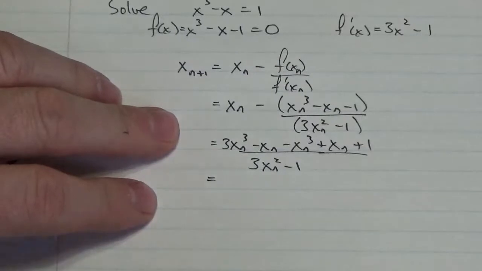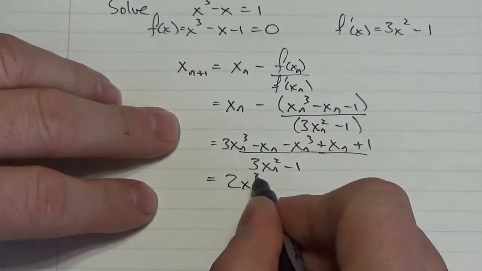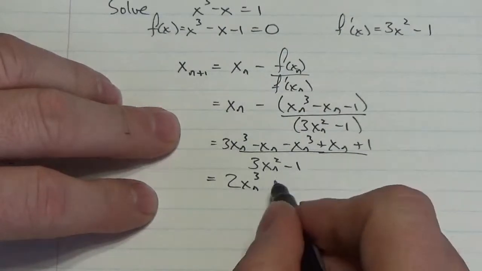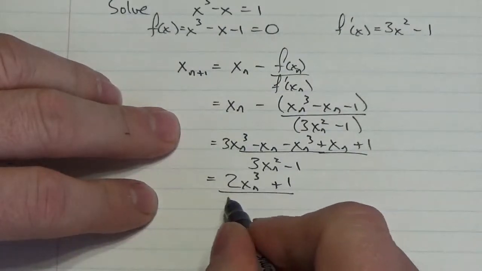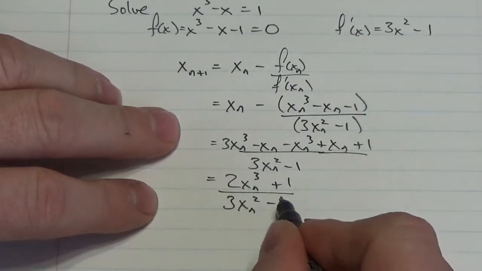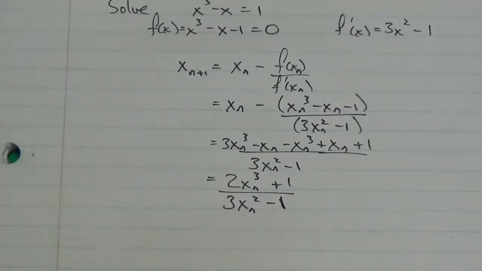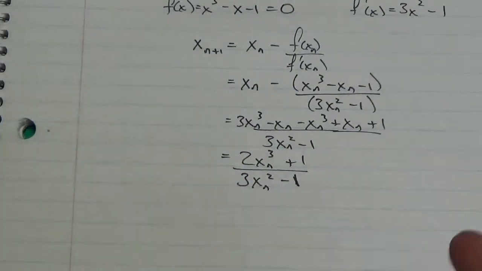And so that is going to simplify down here. What have I got here? I'm going to have 2xn cubed. My xn's cancel. I've got a plus 1 all over 3xn squared minus 1. Okay, so there's my expression for figuring out these terms, or at least getting narrowed in on the root that I'm looking for.